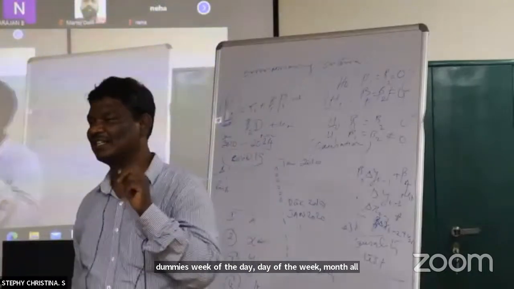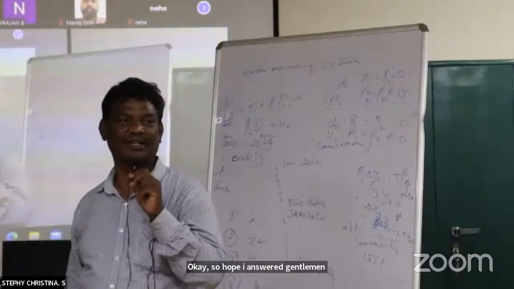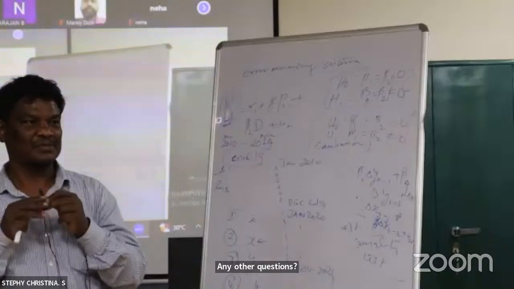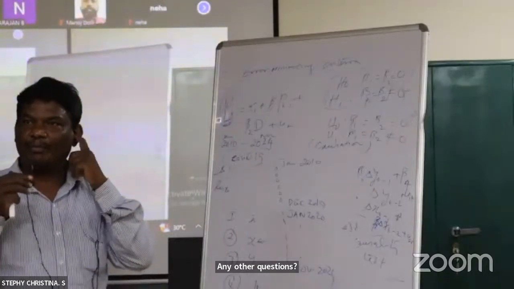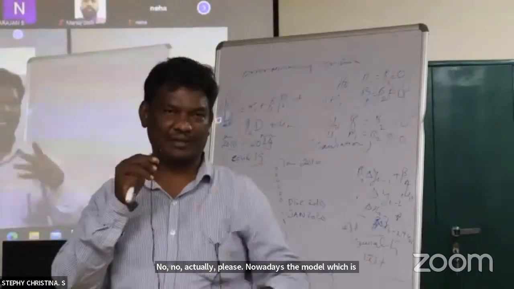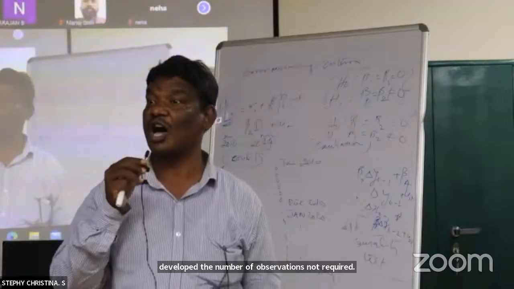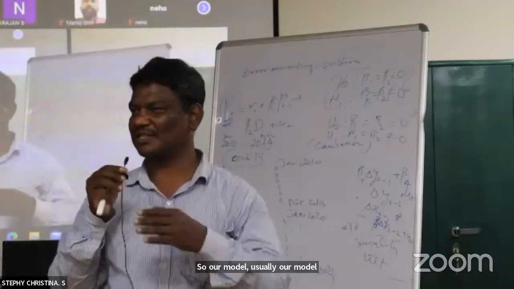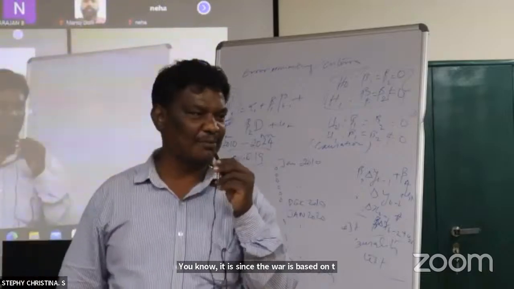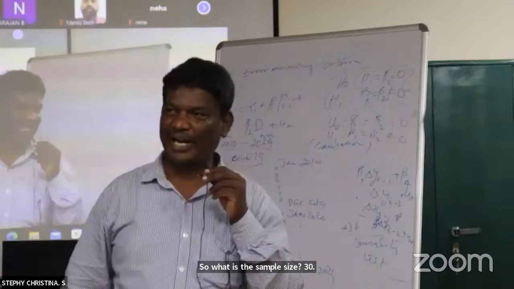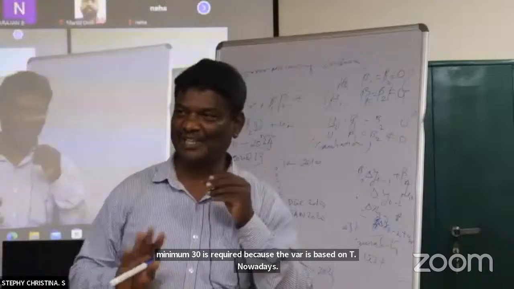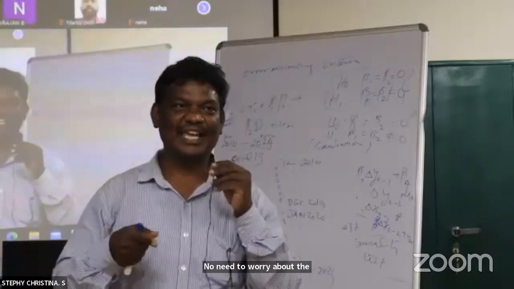Any other questions? Nowadays, for the models which are developed, the number of observations is not a constraint. For the VAR model, since it is based on the t-test, it is supported by 30. So what is the sample size? Minimum 30 is required because VAR is based on t. Nowadays, no need to worry about the sample size because of the ARDL model.